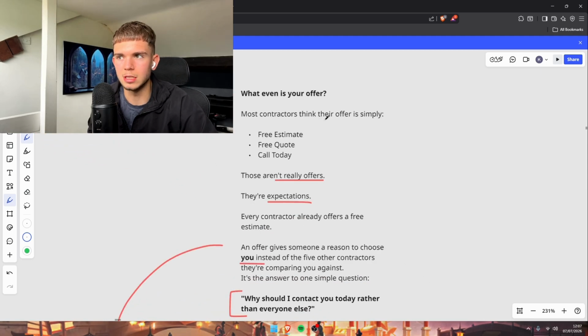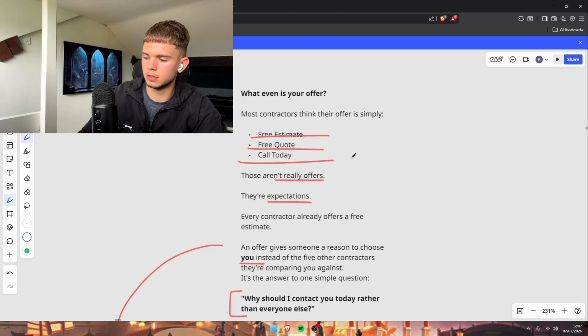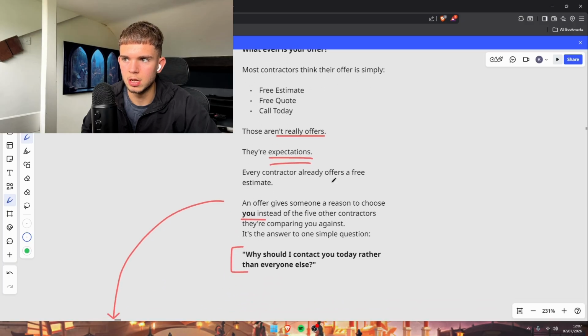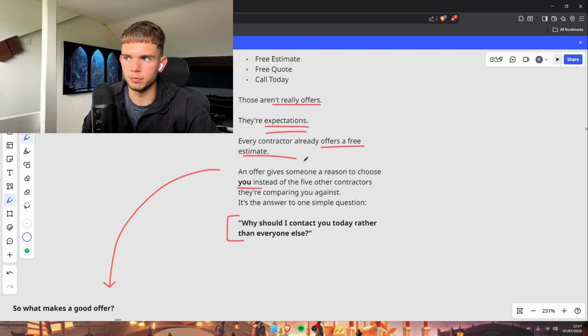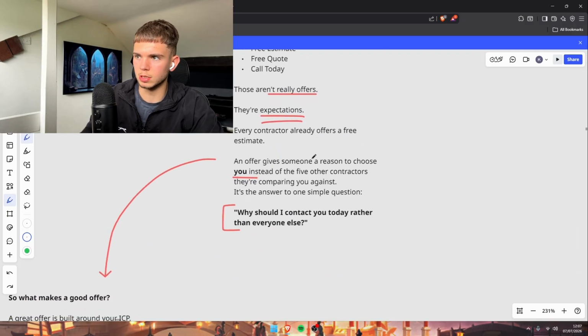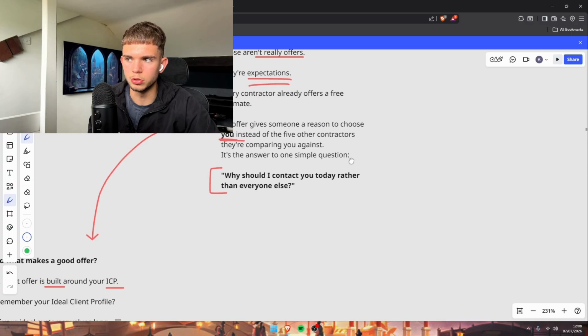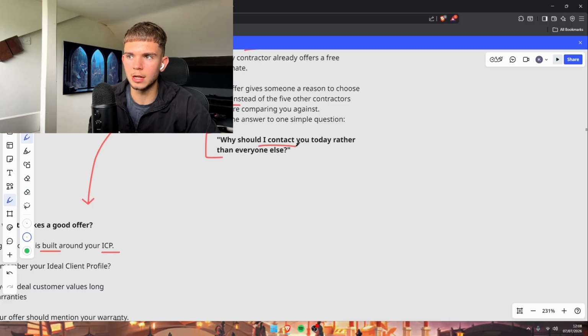Most contractors think their offer is simply like a free estimate, free quote, or like a call today, right? Those aren't really offers, they're expectations. So every contractor already offers a free estimate. No one charges for estimates anymore. An offer gives someone a reason to choose you, instead of the 5 other contractors they're comparing you against. It's the answer to one simple question, which is, why should I contact you rather than everyone else?